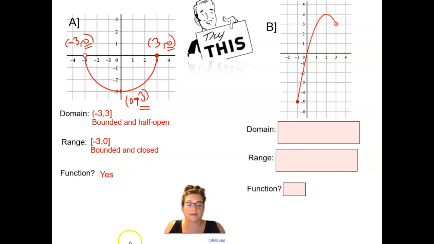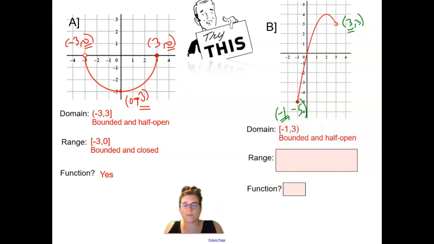Okay, when we look at example B, and the domain, it is down here at the point -1, -5. And then my highest x value is occurring here at this open circle at 3, 3. Domain is the x values, and so I'm starting at -1 with a bracket. It's continuous all the way through until its highest x value, which occurs at +3, and so that will be half bounded, or sorry, half open, fully bounded, but half open because of this open circle at 3.